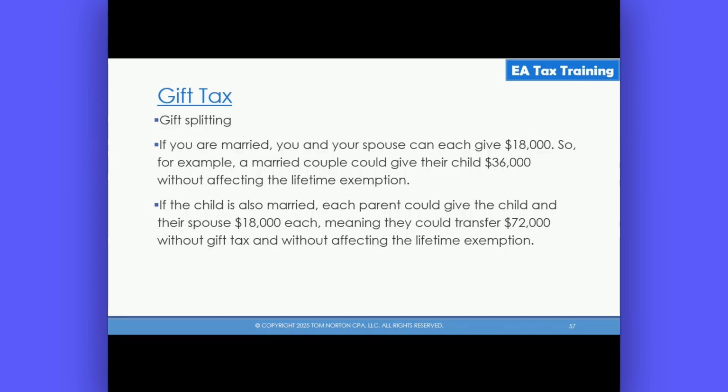And then also, if the child that they are giving the gift to is married, then each parent can give both the child and the spouse $18,000. So they can give the child $18,000 each, which is $36,000, and they can give the child's spouse $18,000 each, which is another $36,000. So they can actually give $72,000 to their married child and their spouse without gift tax and without affecting the lifetime exemption.